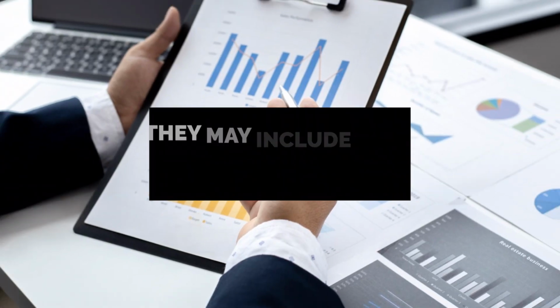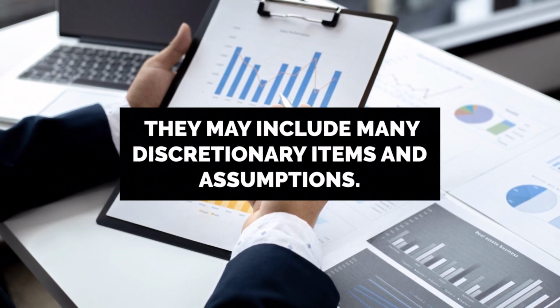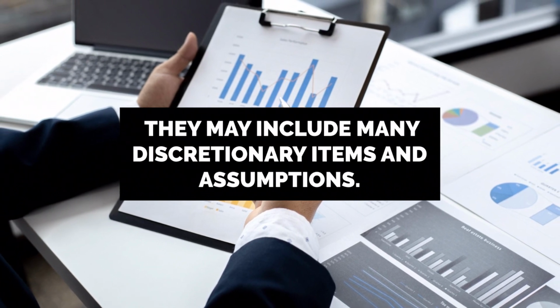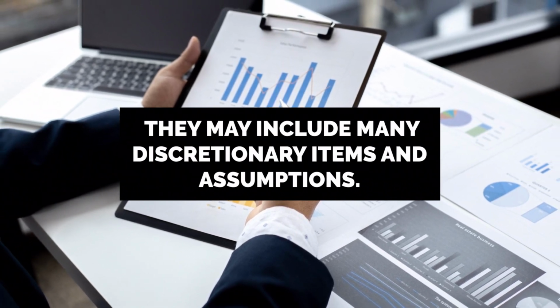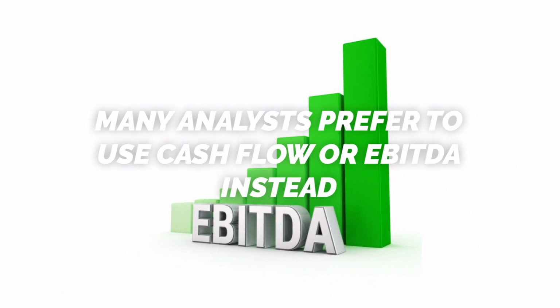It's also worth noting that when calculating the PE ratio, it's wise to look beyond accounting earnings, as they may include many discretionary items and assumptions. Many analysts prefer to use cash flow or EBITDA instead.